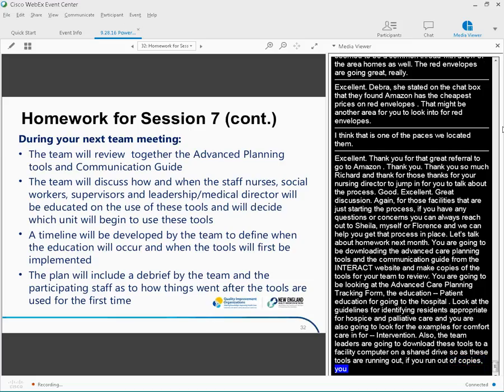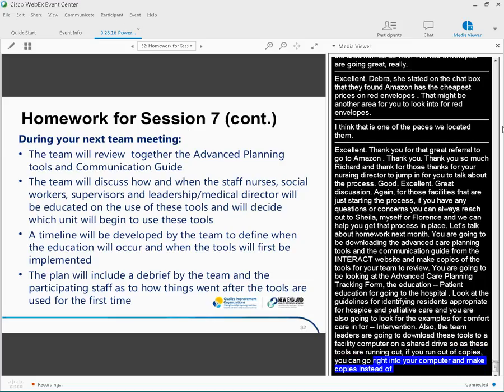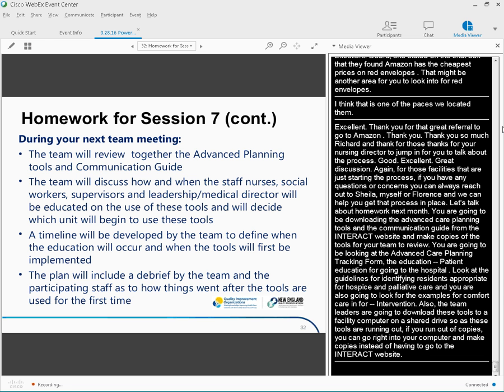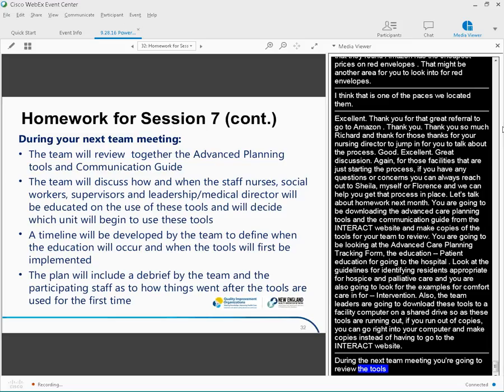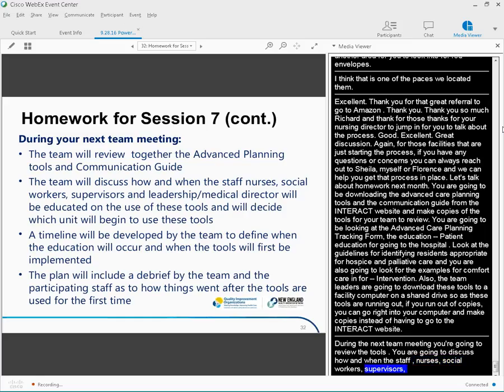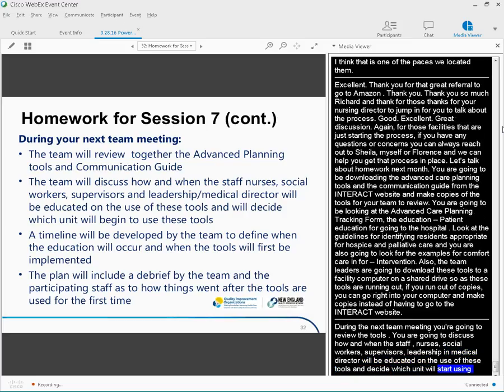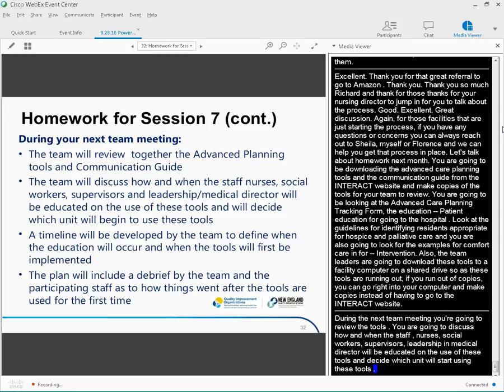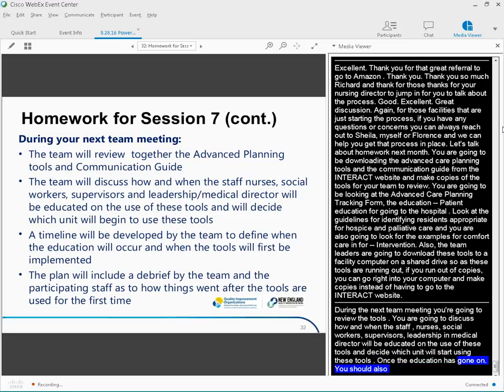So during your next team meeting, you're going to review the tools. You're going to discuss how and when the staff nurses, social workers, supervisors, your leadership, and your medical director will be educated on the use of these tools and decide which unit will start using these tools once the education has gone on. You should also develop a timeline to define when the education will occur and then when the tools will be rolled out.